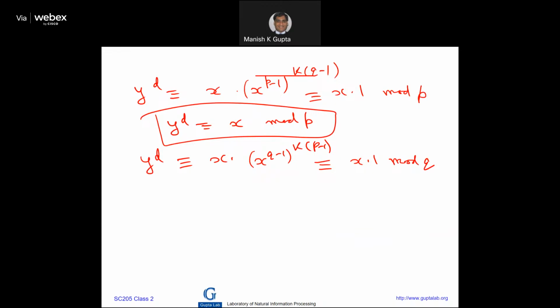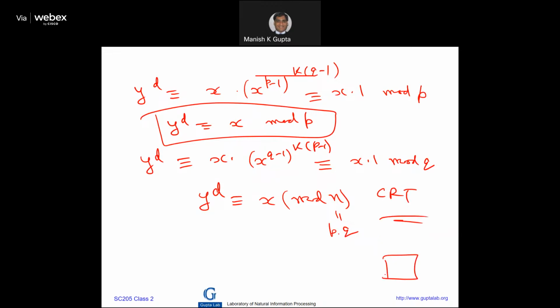I need to show that Y raised to power D is equal to X mod N. And there, the first result which I told you, Chinese remainder theorem. Modulo P, modulo Q, so it holds for product of them. So using Chinese remainder theorem, Y raised to power D is congruent to X mod N, which is product of P into Q, using CRT. And the result ends. Don't you think it's a beautiful result?